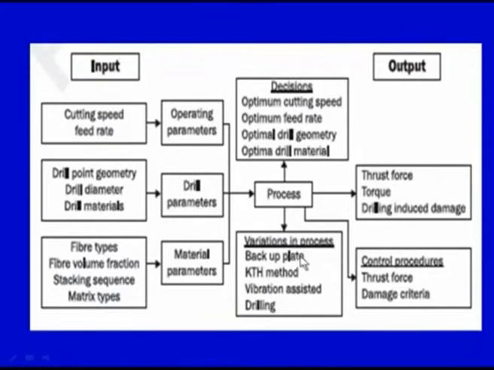Then there are some variations in the process that we have seen in lecture 2, which are the use of the backup plate, the KTH method, and the vibration assisted drilling method. There are some process variants, like simple drilling, in which we have a constant feed rate and the drill makes a hole in the composite laminate. But there are a few process variants which help us to optimize our process by reducing the forces, improving the quality of the drilled hole, as well as reducing the drilling induced damage.